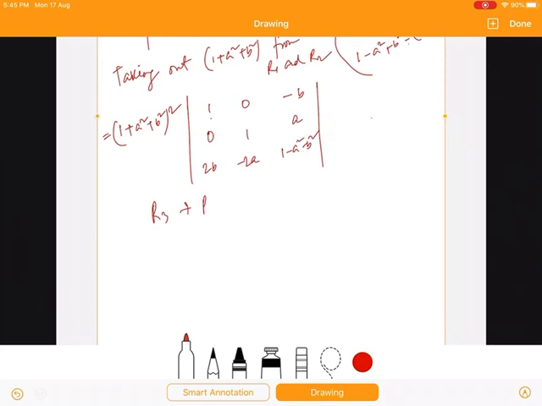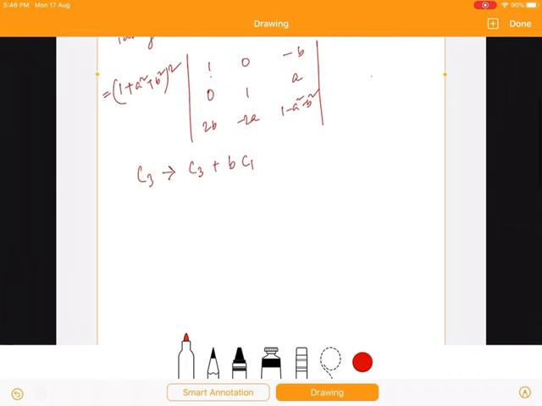So it will be R3 implies R3 plus... no, it won't be R3. It is a column operation, right? This one with this one, side by side. So it will be C3 implies C3 plus b C1.